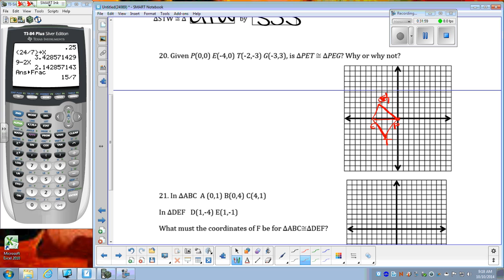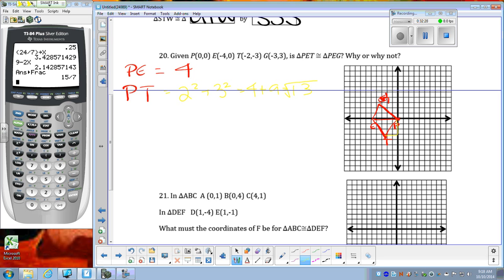Well, I need to figure out my sides, so I need to figure out PE. PE is easy because I can just count it, and so that has a length of 4. I need to figure out PT. So PT, I had to go over 2 and up 3. So PT is 2 squared plus 3 squared, to give me the square root of 13.